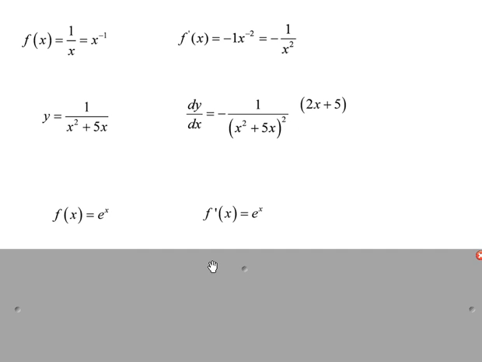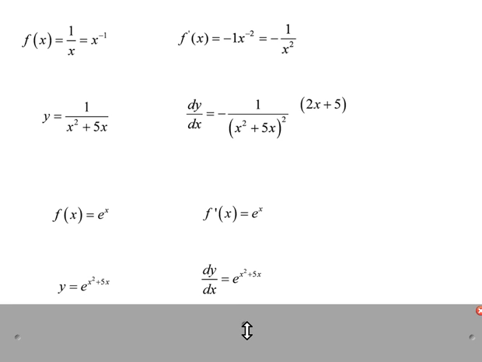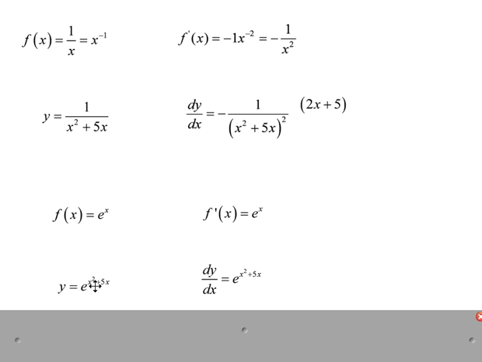And finally, we differentiate e to the x, we get e to the x. That's the best one. It's hard to screw up. But if I have e to the x squared plus 5x, then the derivative is e to the x squared plus 5x. But we have to remember to multiply by the derivative of x squared plus 5x. So that's the chain rule in a nutshell.